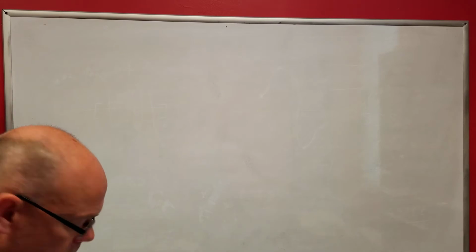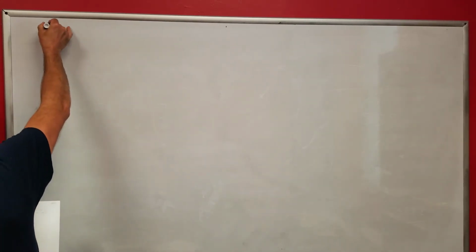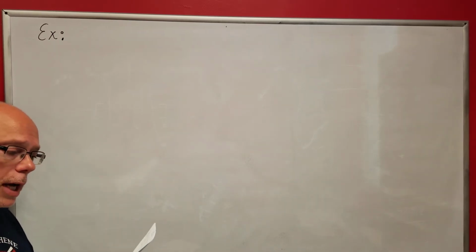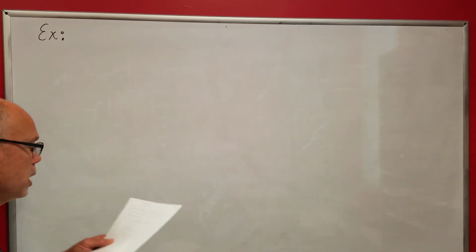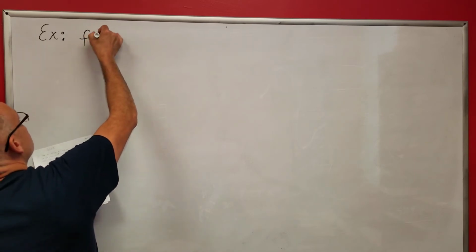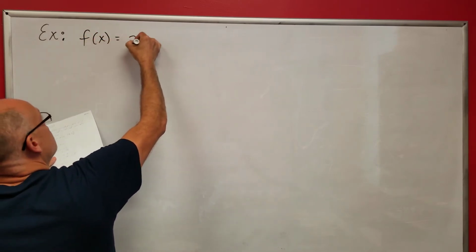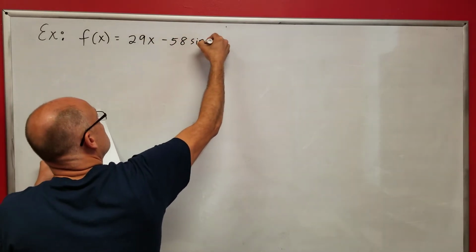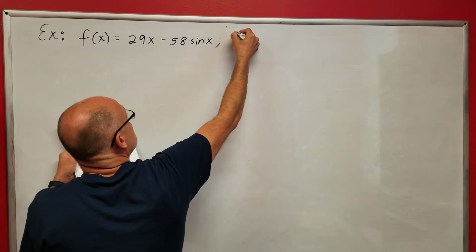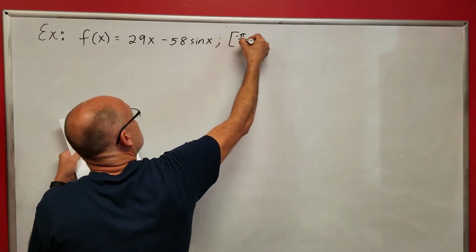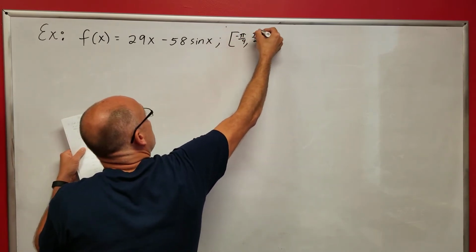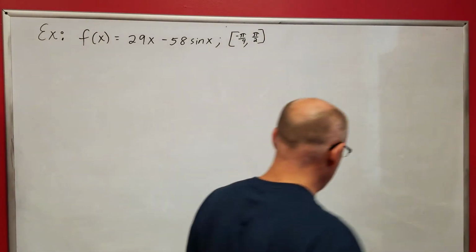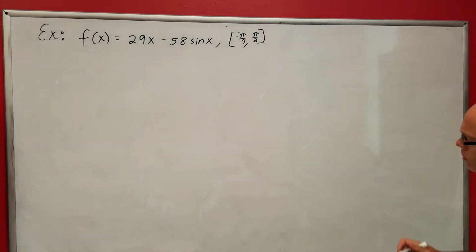Alright, so page 2 of our notes. We have an example, and this example reads, find the absolute maximum and minimum values of f on the given closed interval and state where those values occur. Alright, so we have f of x is equal to 29x minus 58 sine of x, and then we have the closed interval from negative pi over 4 to pi over 2 like this. Alright, so they want to know what are the absolute max and min and where they occur.